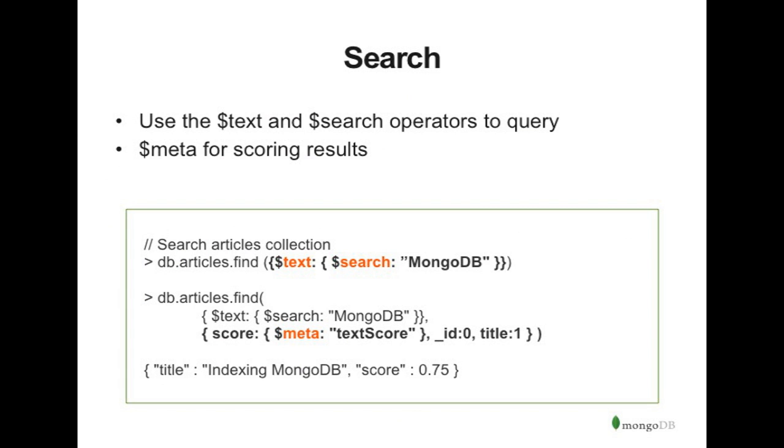So once a text index is created, the way I query is using the $text and $search operators. In the first example, it's a plain search for the keyword MongoDB. In the second example, I'm also scoring with the $meta operator. So once I have this output, I can sort by the $meta score to show the most relevant search results.